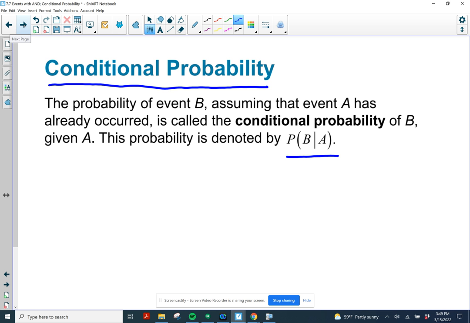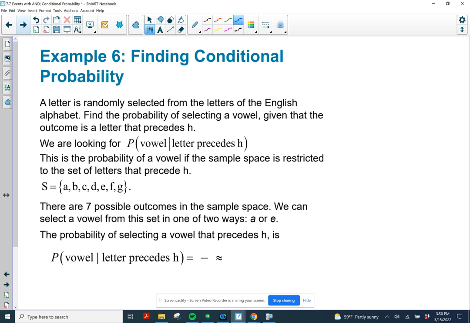All right, so let's do a couple of examples with that. Example 6: a letter is randomly selected from the letters of the English alphabet. Find the probability of selecting a vowel given that the outcome is a letter that precedes H. So think about your letters. This is the probability of a vowel if the sample space is restricted. With conditional probability, you're really restricting your sample space.